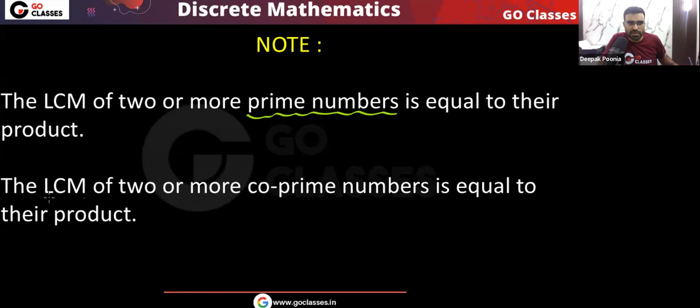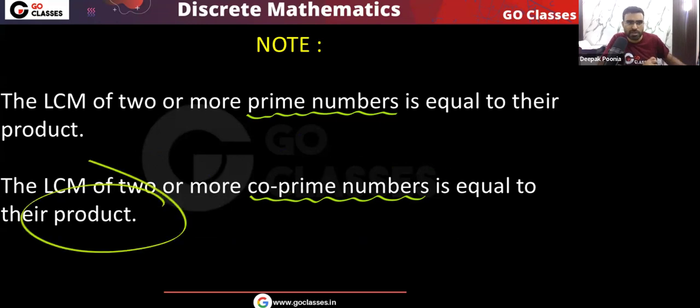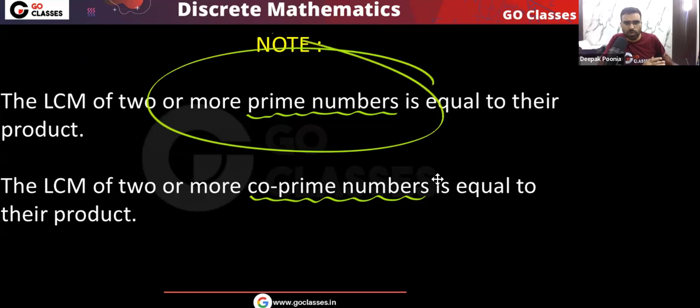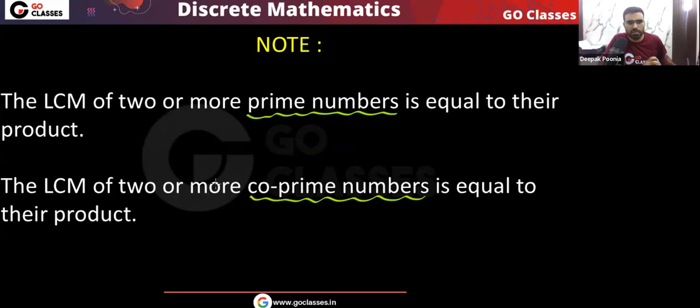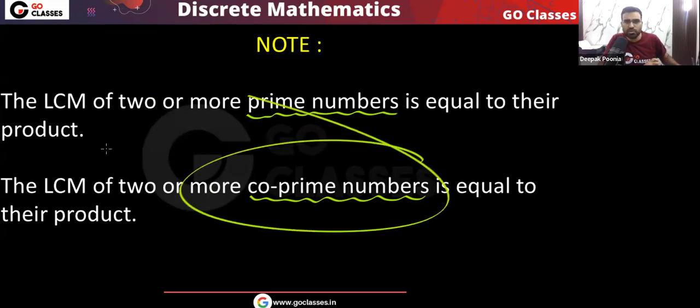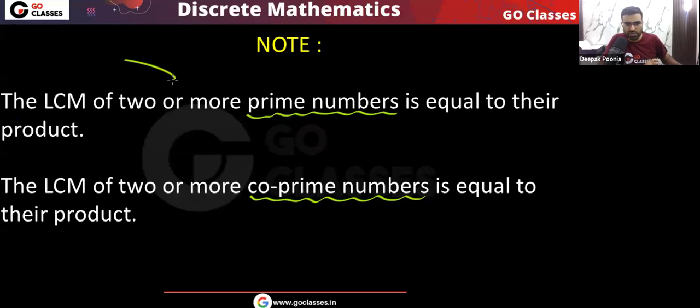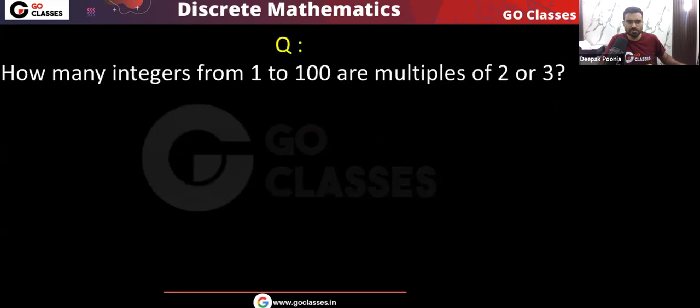So you can see this is a theorem: the LCM of two or more co-prime numbers is equal to their product, just multiply them. And the LCM of two or more prime numbers is equal to their product, just multiply them. So finding the LCM for prime numbers or co-prime numbers is very simple, we just need to multiply them. And if the numbers are neither prime nor co-prime, then in this situation we have to find the LCM, which you study in your school life, how to find the LCM.